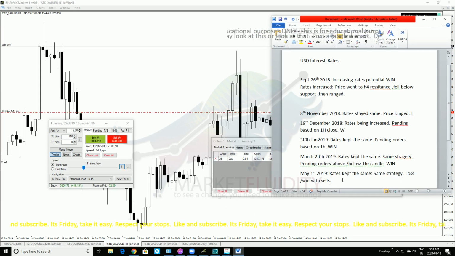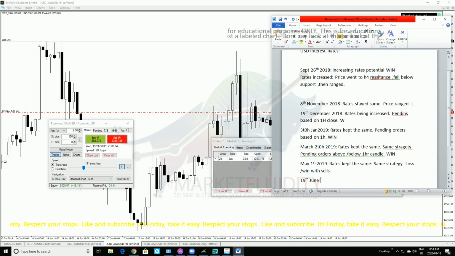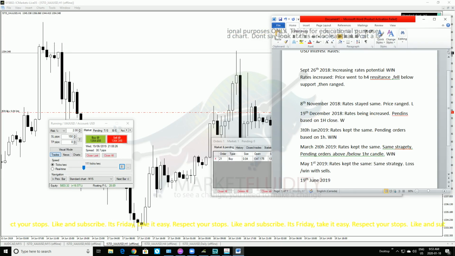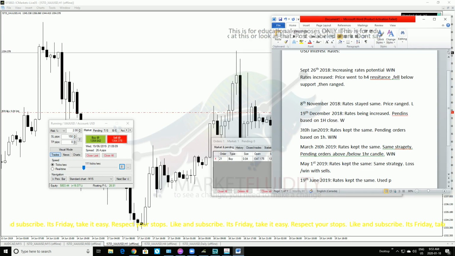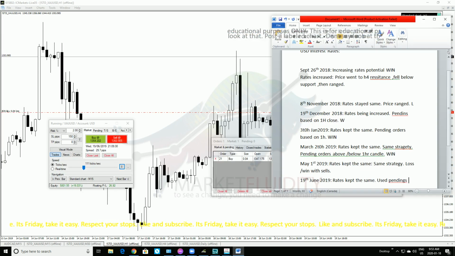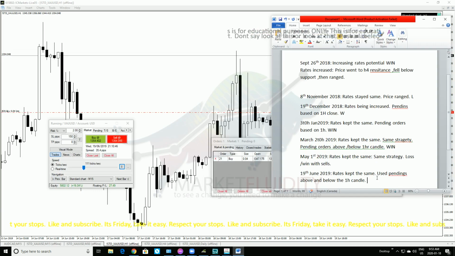So we're going to go here now again, and we're going to write June 19th, 2019. Rates kept the same. Used pendings above and below the 1 hour candle. And this is also a win, right?